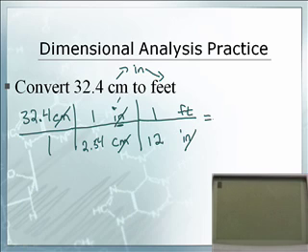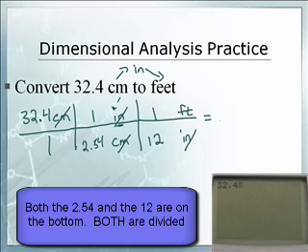Now, this is a very important thing to understand. We have two numbers, and they're both on the bottom. So on your calculator, you're going to push divide, divide. So 32.4 divided by 2.54 divided by 12. Do not hit the multiply sign. That gives 1.062992126. I'll stop there. 3 sig figs. I see 3 sig figs. Now, wait a second, Mr.